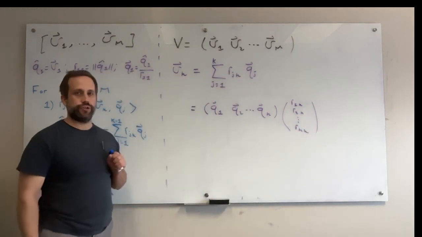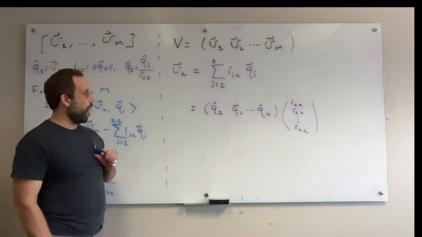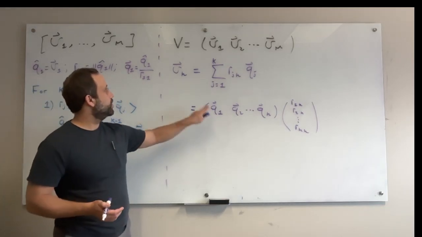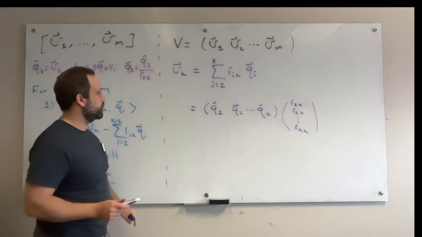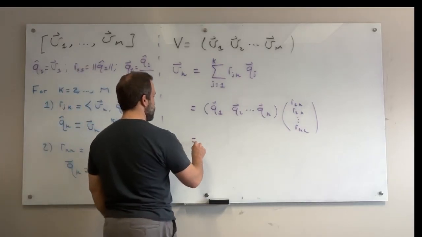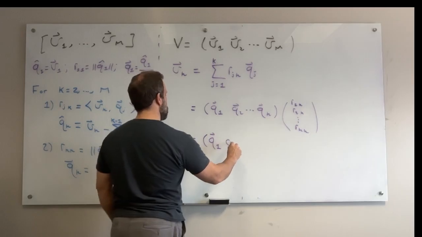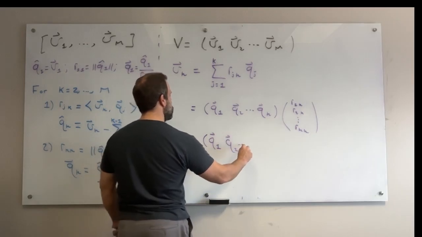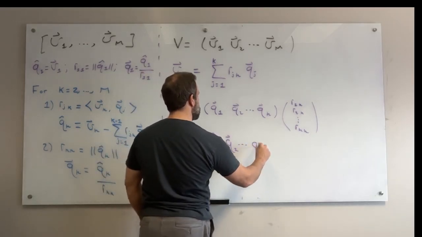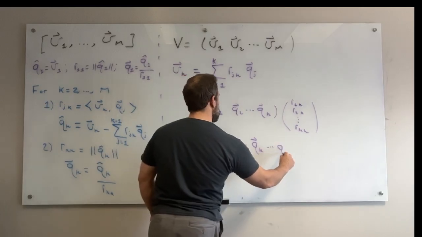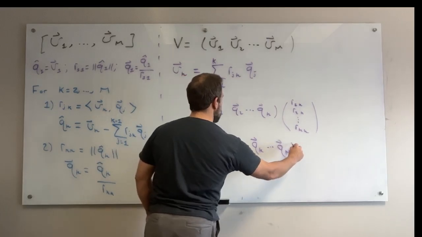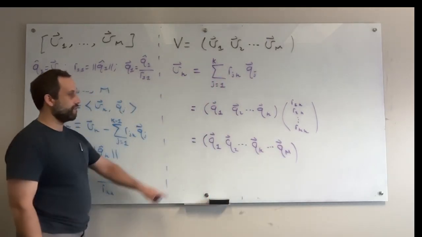Now this is certainly true, but I want a matrix here that does not depend on k. So here's what I'm going to do. I'm going to expand this matrix. I'm going to have q1, q2, all the way down to qk, but then I'm also going to go all the way down to qm. After I've done the Schmidt process, I have all of these vectors.